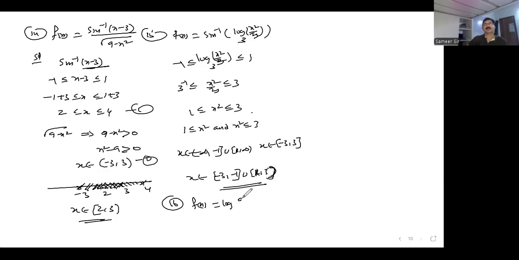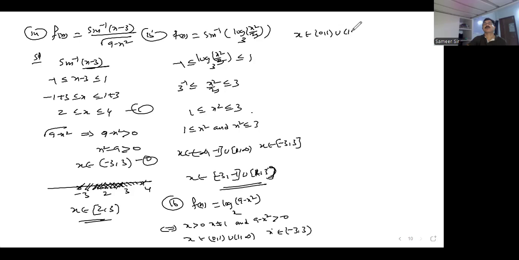Okay, I'll take one more example. 9 minus x square. The base is x, so what you have to do: x is positive, x should not be equal to 1 as the base, and you remember 9 minus x square is greater than 0. The rules are rules. So x belongs to 0 to 1 union 1 to infinity, and this is x belongs to -3 to 3. Combine both, what will it be? x belongs to 0 to 1 union 1 to 3 is the answer.